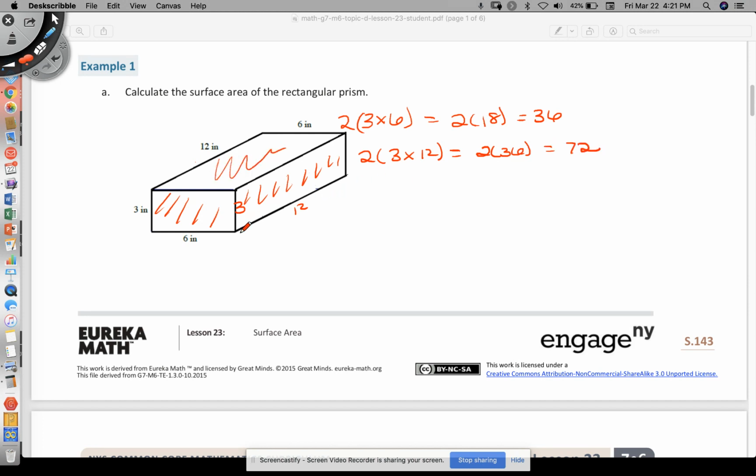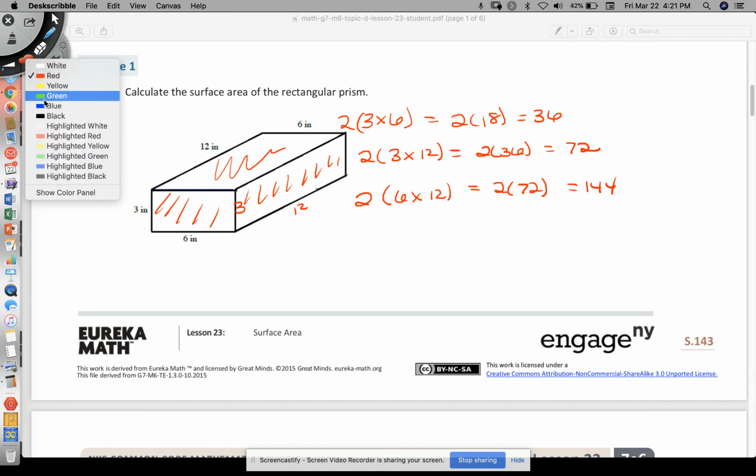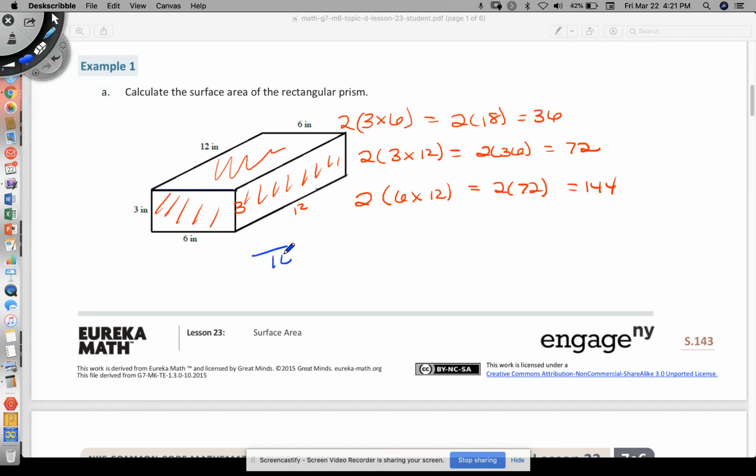And then we have the top and the bottom. So I have 2 of those, and those are both 6 by 12s. So that is 2 times 72, which gives me 144. And just like we did up above, to find the total, we're going to add these all up. So I'm going to say 36 plus 72 plus 144 gives me a grand total of 252 inches squared.